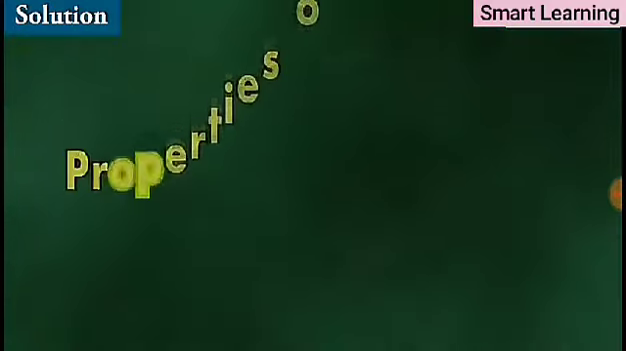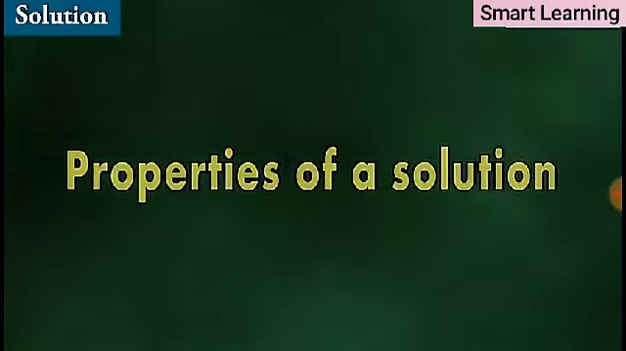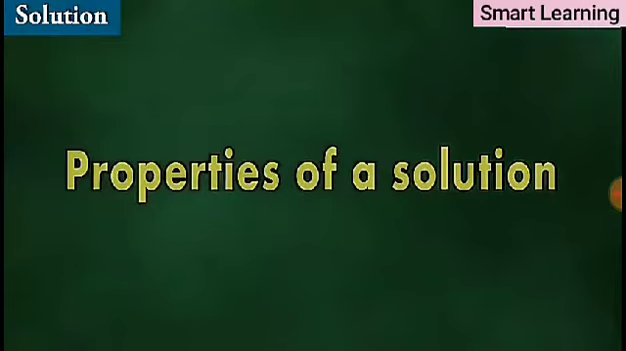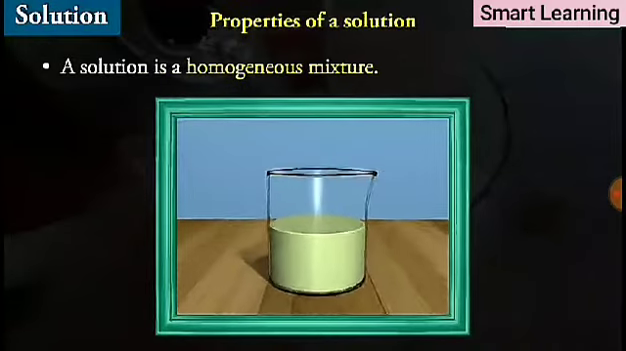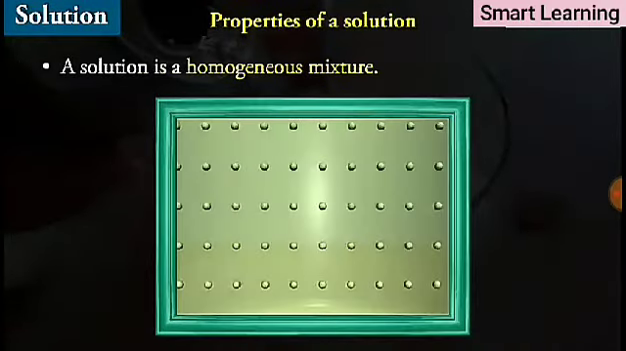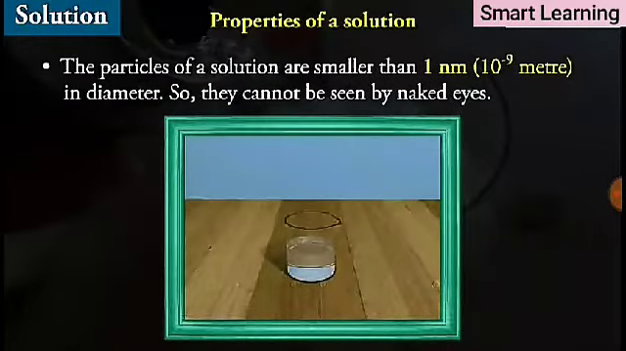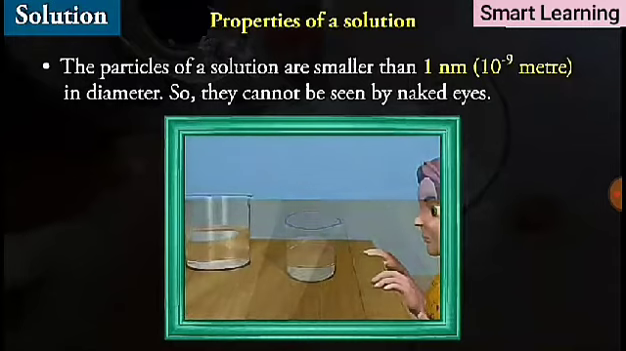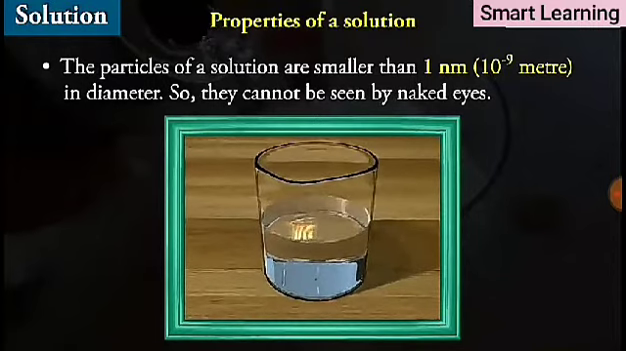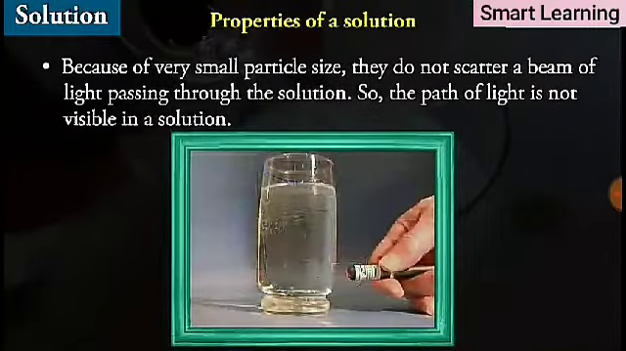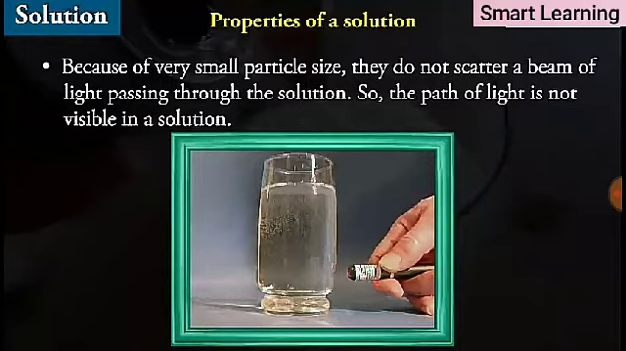Let us now learn about properties of solution. A solution is a homogeneous mixture. The particles of a solution are smaller than 1 nm, 10 raised to the power minus 9 meter in diameter, so they cannot be seen by naked eyes. Because of a very small particle size, they do not scatter a beam of light passing through them, so the path of light is not visible in a solution.